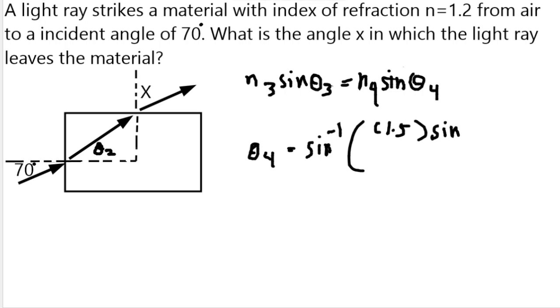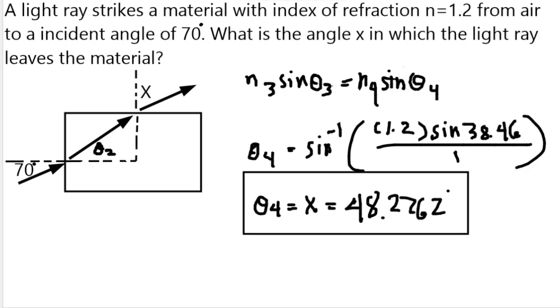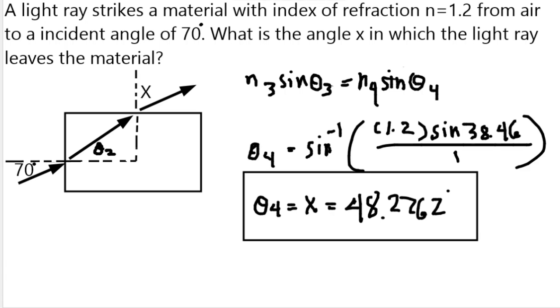I just deleted the value earlier, but I still remember this. And it's going to be divided by 1, which is the air. So now theta 4, which is the value of x, is equal to, this should be 1.2, so that's going to be around 48.2762. So it bends away. Yeah.